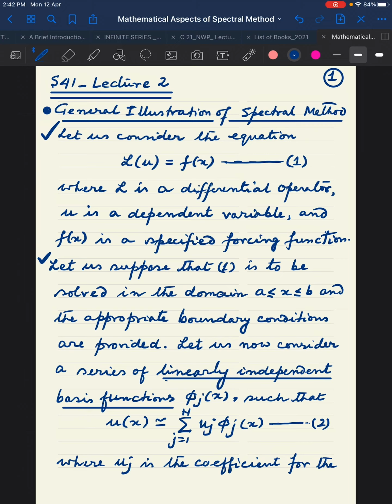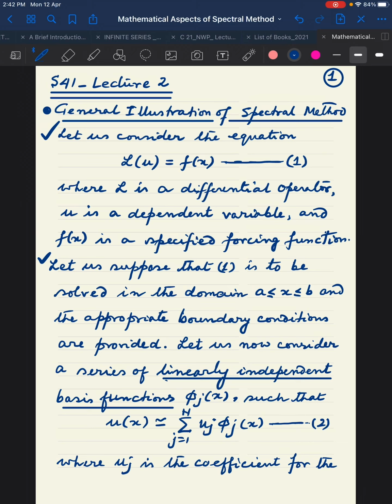It is embedded in the way of solving a differential equation that we are to solve it in some particular domain of the independent variable. Especially when we go for numerical solution, we have to be restricted to a certain domain. So I start again. Let us suppose that (1) is to be solved in the domain a ≤ x ≤ b, and the appropriate boundary conditions are provided.